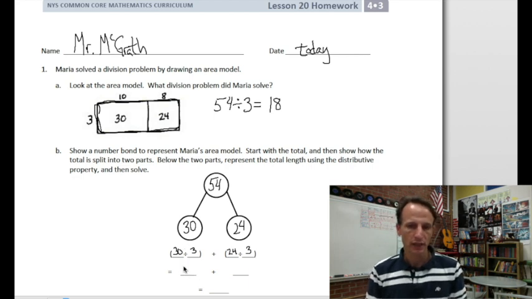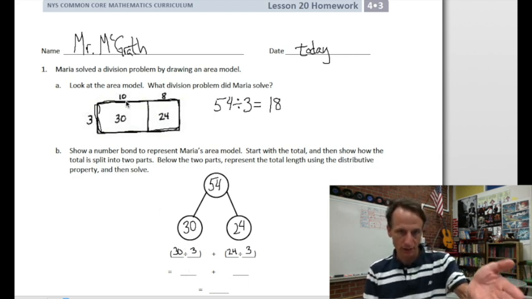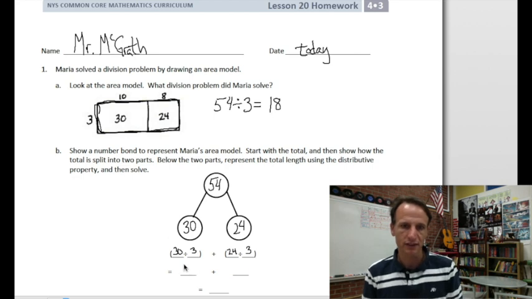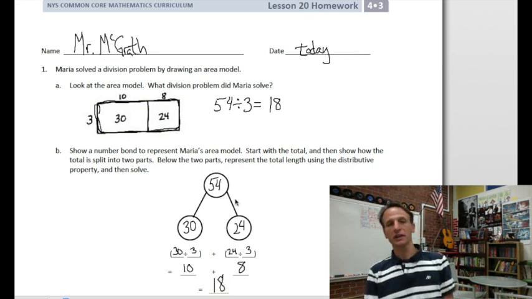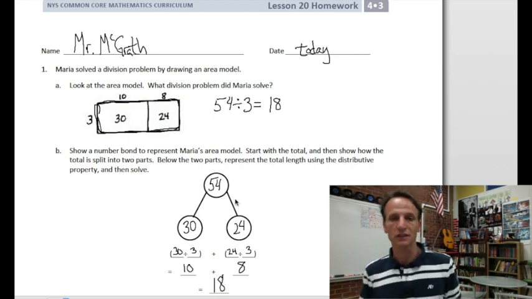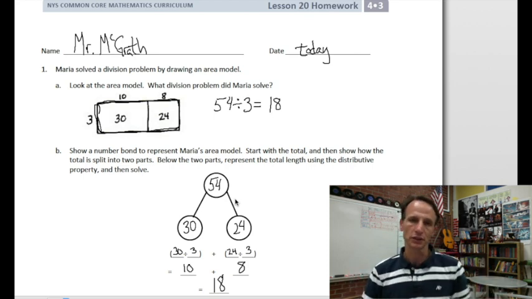And what do we actually get here? Well, we already know from the area model, we get 10, right? And we get 8 over here. 24 divided by 3 is 8. And 10 and 8, of course, are 18. So this is how the whole area model of division thing works. If you understand that, you are golden, good to go.